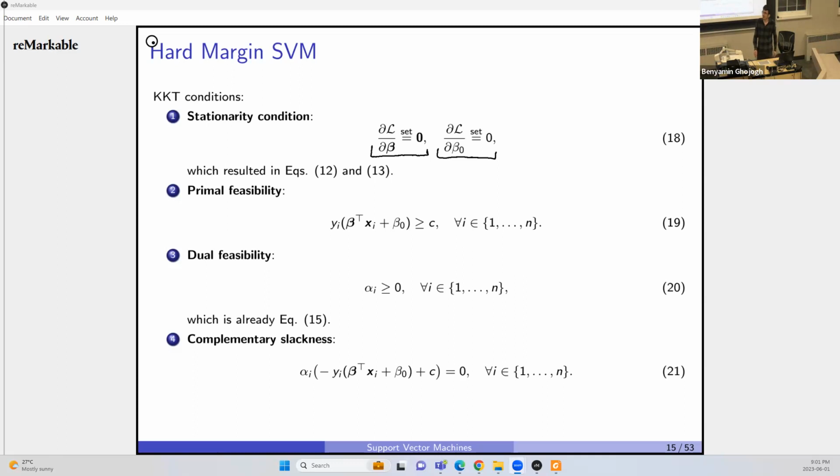And also here, primal feasibility. What was that? This was the constraint in the primal optimization problem. For all of the endpoints, we had this. Do you remember? And dual feasibility.